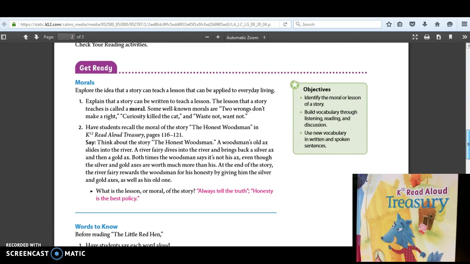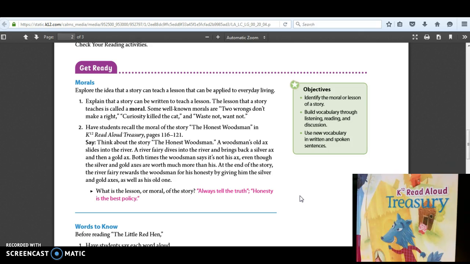Okay, boys and girls, we're going to go back and review what a moral is. We've already read a story that had a moral. A moral is a lesson that a story teaches. You read the story, The Honest Woodsman, and that's also located in our K-12 Read Aloud Treasury book. So learning coaches, you may want to go back and review that story with them if it's been a while since you've read that story. A story, boys and girls, can be written to teach a lesson. The lesson that a story teaches is called a moral. And some well-known morals are 2 wrongs don't make a right, curiosity killed the cat, and waste not, want not.